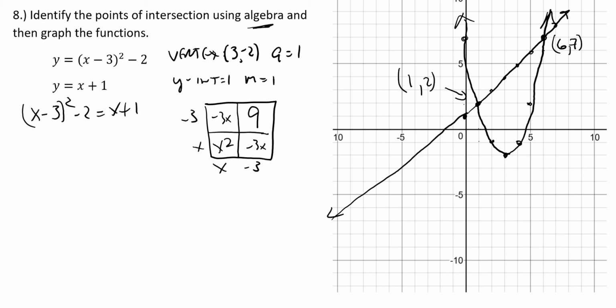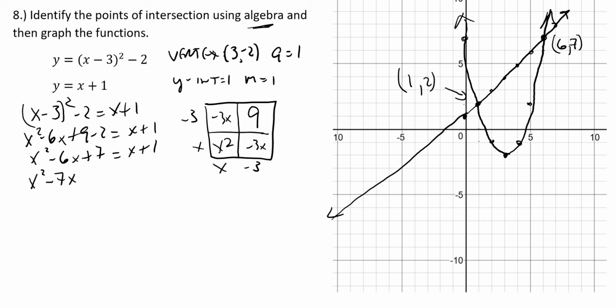So we end up getting x squared minus 6x plus 9 minus 2 equals x plus 1. And when we combine like terms, we get x squared minus 6x plus 7 equals x plus 1. And then we're going to move these things over, so we get x squared minus x, which is minus 7x, and then minus 1 is plus 6 equals 0.